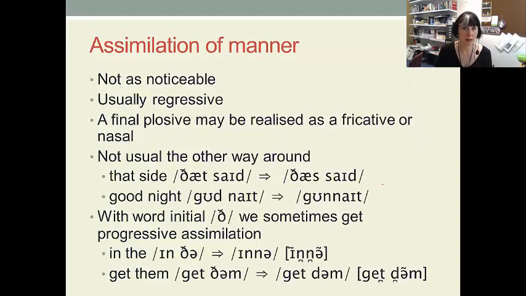Assimilation of manner is not as noticeable, and it's usually regressive. What we find is that a final plosive may be realised as a fricative or a nasal, and again this happens in rapid speech. It's not usually the case that fricatives or nasals are realised as plosives. So if you have a phrase like that side, we sometimes find that this consonant is affected because it is followed by a fricative. So in very rapid speech I might say, I want to go over to that side.